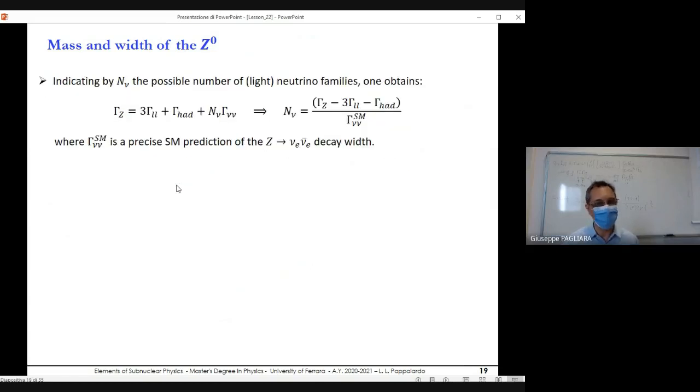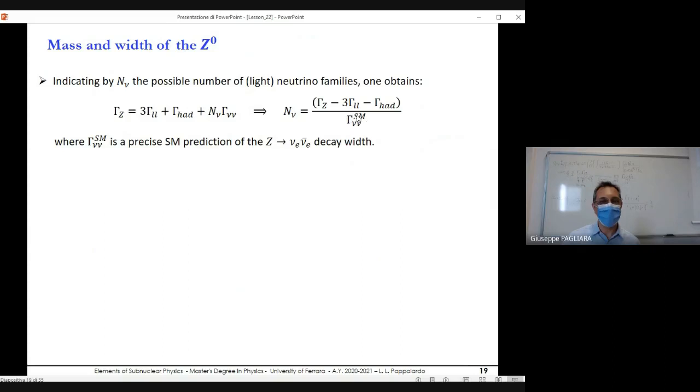And so indeed, they did this test. The total width of the Z is the sum of 3 times that of the charged leptons, based on lepton universality, the total width of the quark decays, and then the neutrino sector. So instead of putting 3 here, let's put a free parameter for the number of neutrino families. You can now invert this formula, and you get that the number of neutrino families, and so the number of lepton families in general, is given by this ratio here.